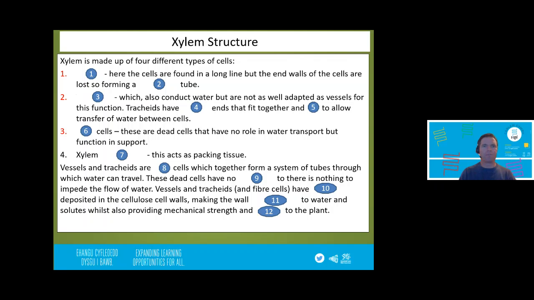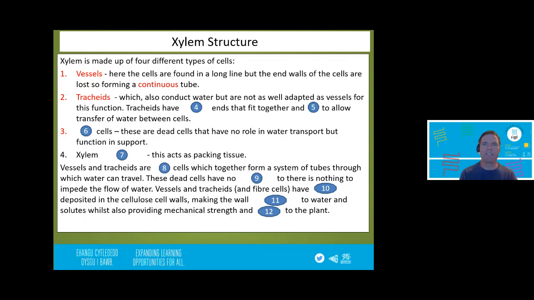Right, let's have a look. So xylem is made up of 4 different types of cells. So we've got the vessels, or the xylem vessels. Here the cells are found in a long line, but the end walls of the cells are lost, so it forms a continuous tube. Then we have tracheids, also conduct water. I can add on here minerals too, but we'll take it as a given now.